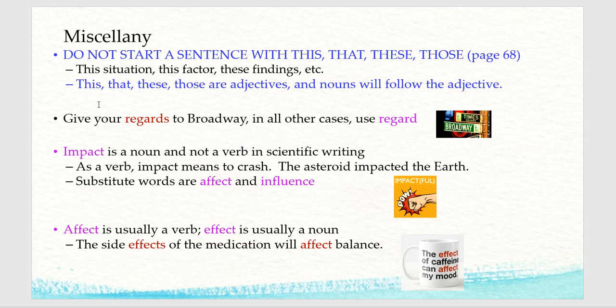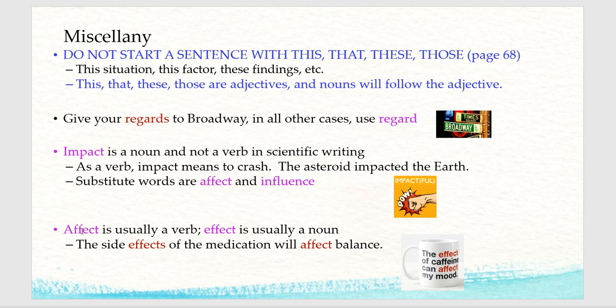Okay, do not start a sentence with this, that, these, and those. These words here are adjectives, and they must have a noun to go with them. So: this situation, this factor, these findings. You give your regards to Broadway, and in all the other cases, just use one regard.